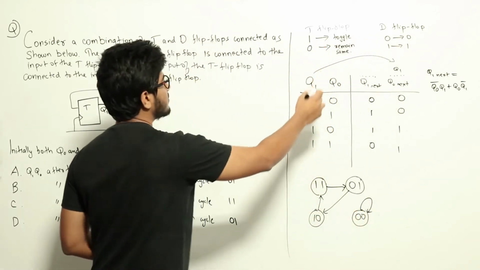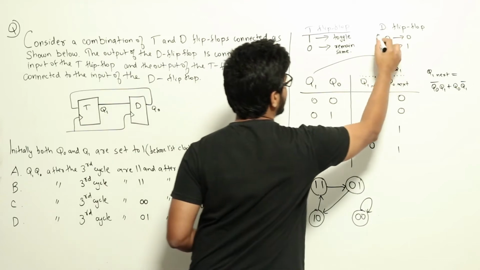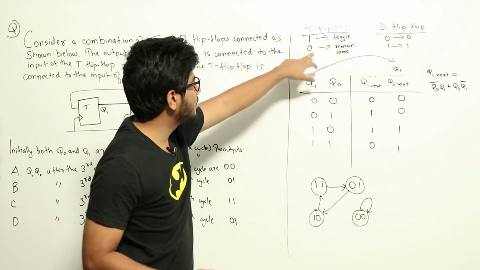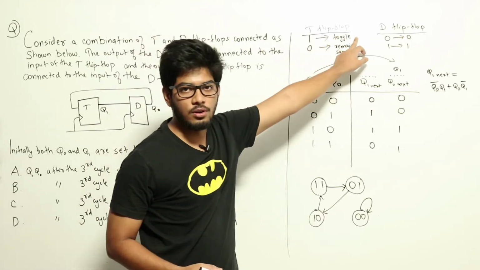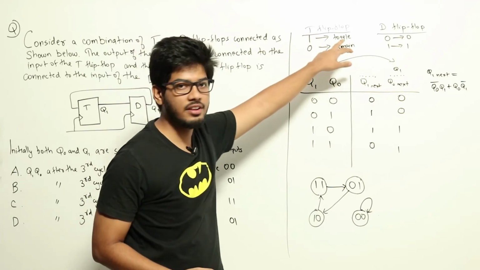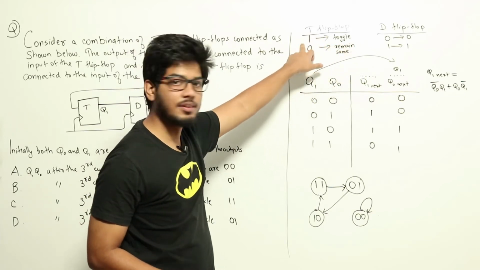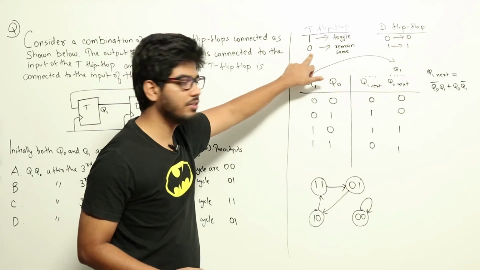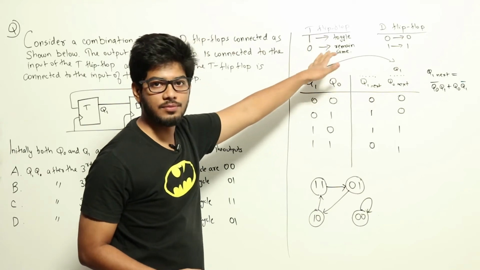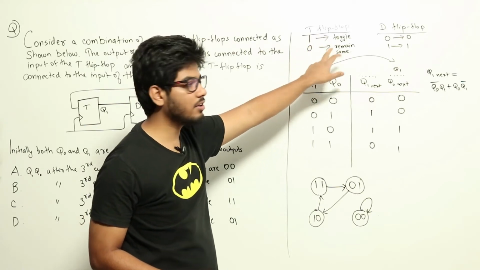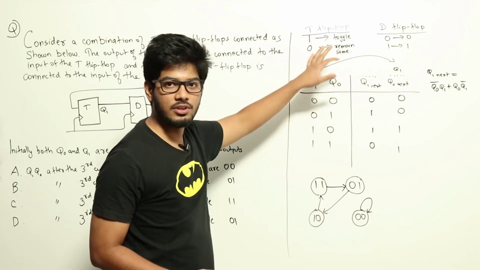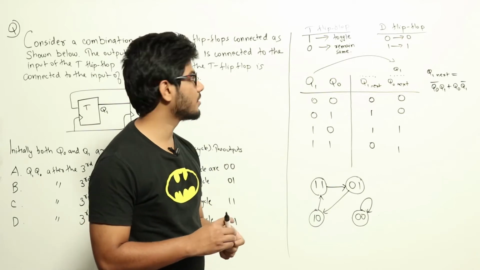So these are the characteristics of a T flip-flop and a D flip-flop. For a T flip-flop, if the input is 1, then after the next cycle it will toggle whatever is stored. If it is 0, it will become 1. If it is 1, it will become 0. If the input is 0, it will stay the same: if it is storing 0, it will remain 0, and if it is storing 1, it will keep showing 1 after the clock cycle.